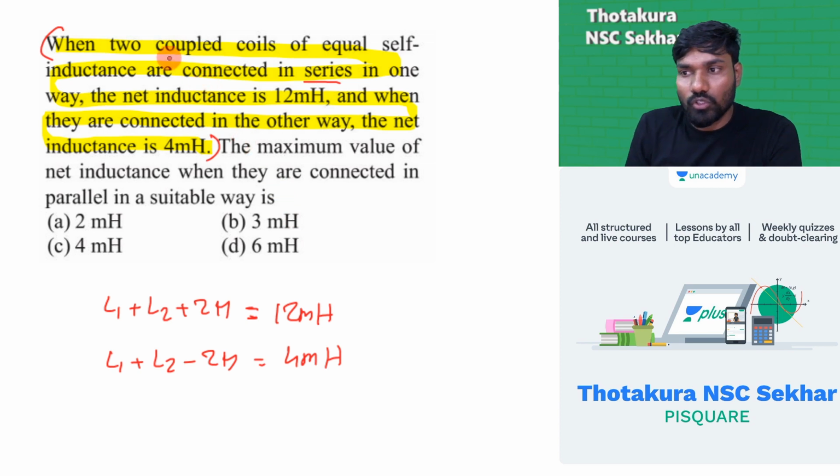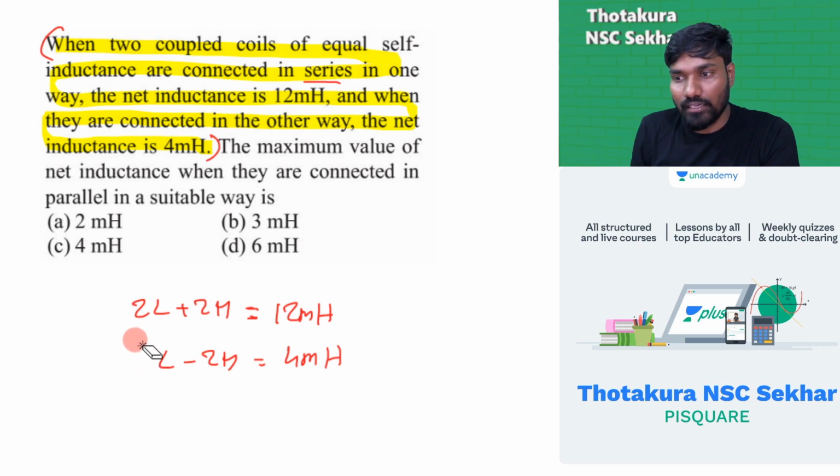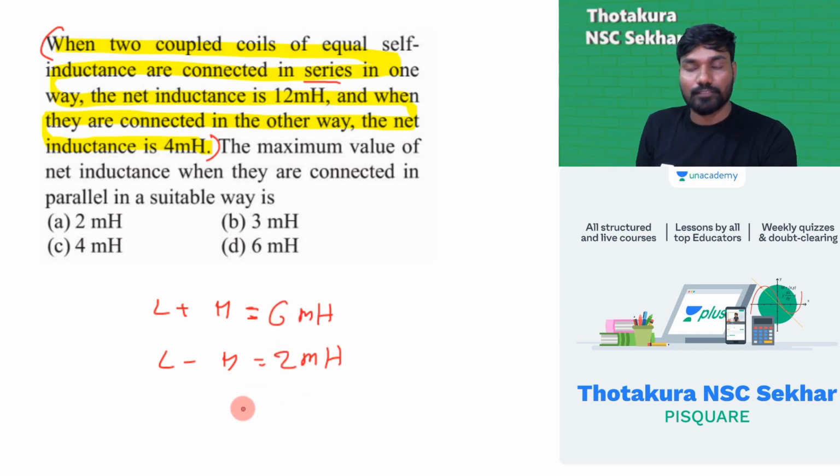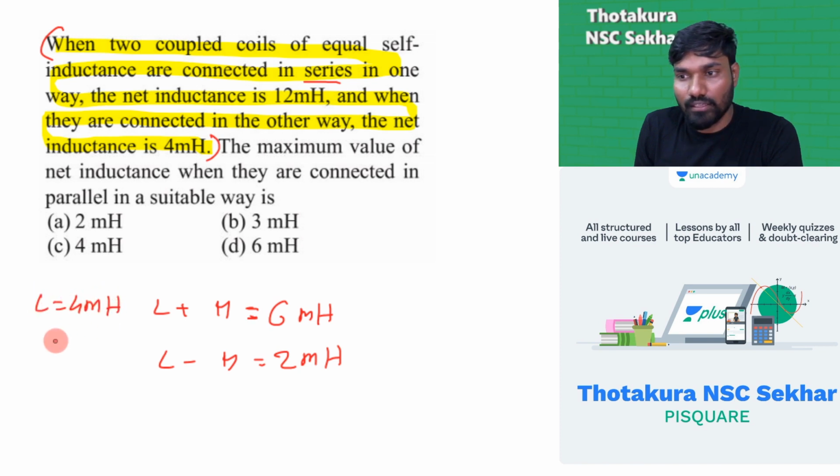Now, here two coupled coils of equal self-inductance. So I can say L1 is equal to L2 is equal to L. Okay, see this one will be 2L plus 2M, 2L minus 2M is equal to this. So L plus M is equal to 6 millihenry, and L minus M is 2 millihenry. If you solve these two equations, you will get L is equal to 4 millihenry and M is equal to 2 millihenry.